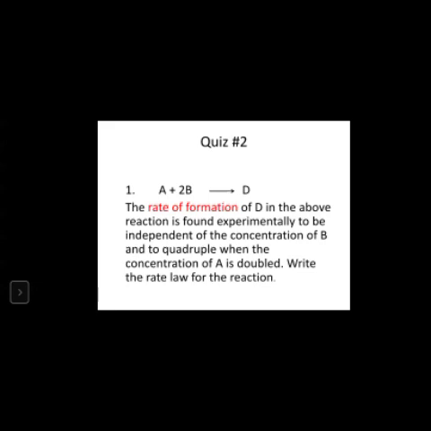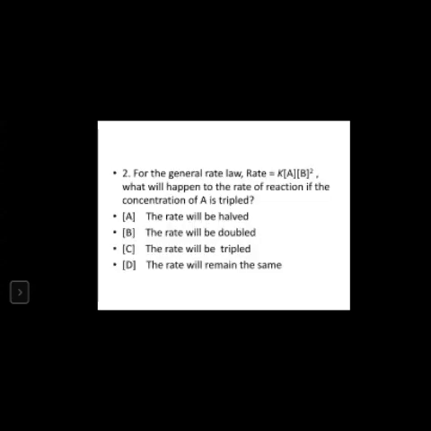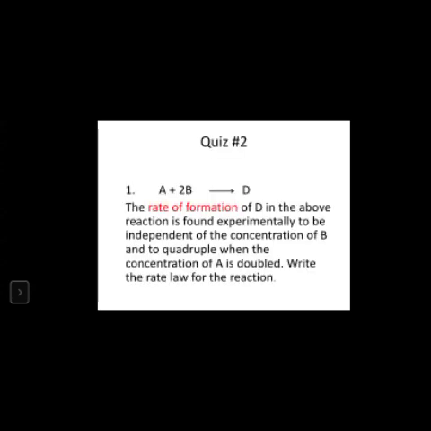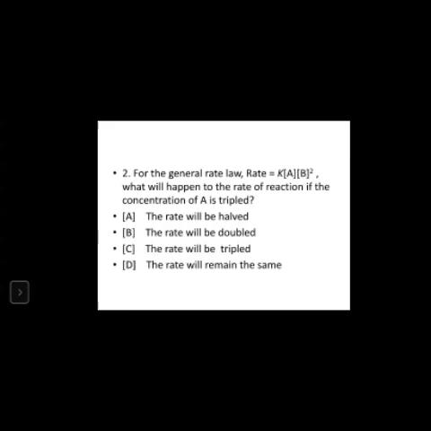Look at that. The rate of formation of D in both reactions was found experimentally to be independent of B. So the order of B in the rate equation, if you want to include B, you raise it to power 0. But the rate is still dependent on the concentration of A and increases 4 times when the concentration of A is doubled. Write the rate law. It means the order with respect to B is 0, with respect to A is 2.